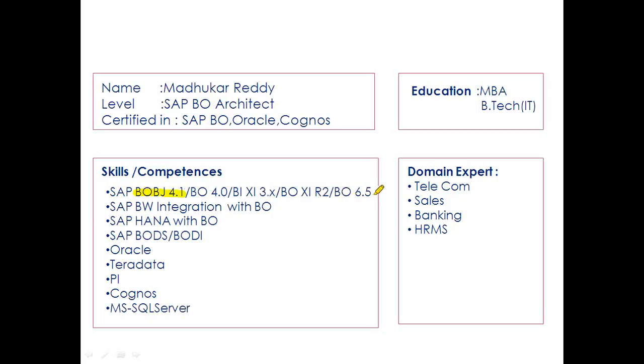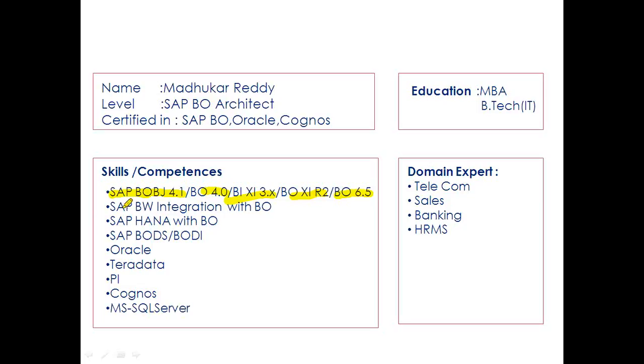We have different versions in business objects: BO 6.5, XI R2, 3.0, 3.1, 4.0, and 4.1. These are the different versions currently. So we are getting trained on business objects 4.1.